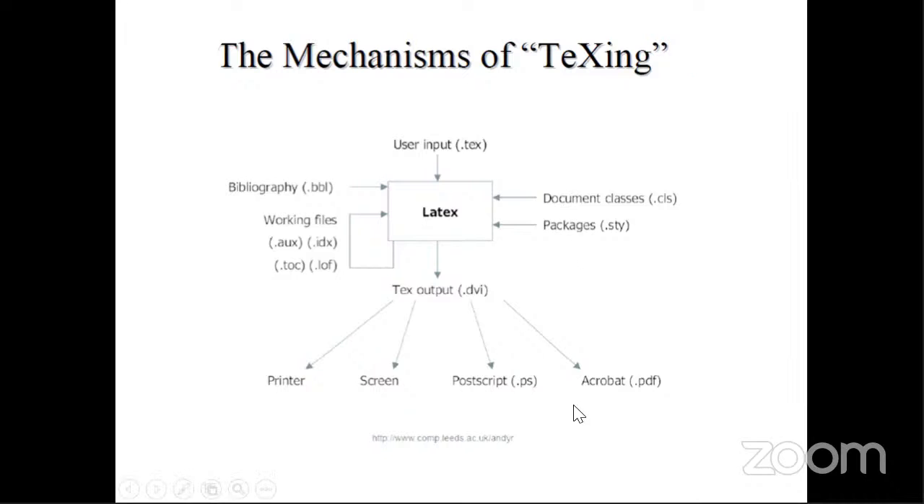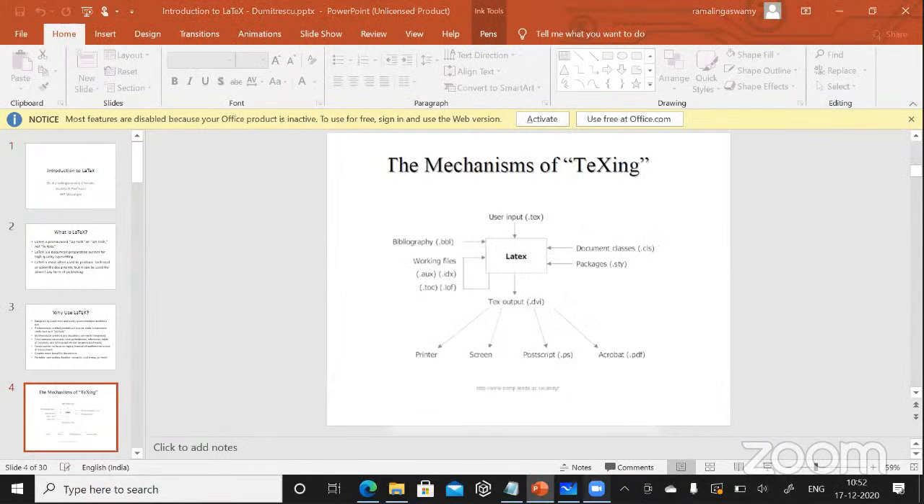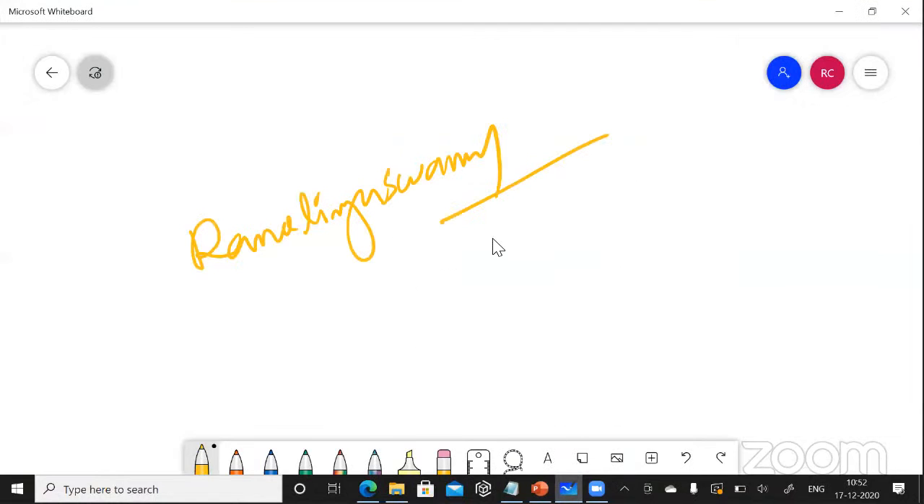Wait. Is my whiteboard visible to you? The whiteboard is visible to all of you? Are you able to see my whiteboard? Yes, sir, it is visible, sir. Okay. Thank you.